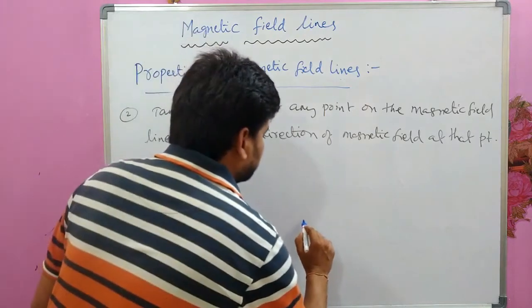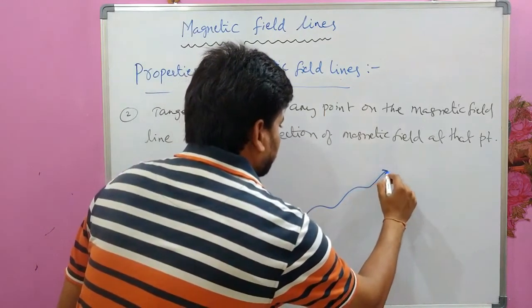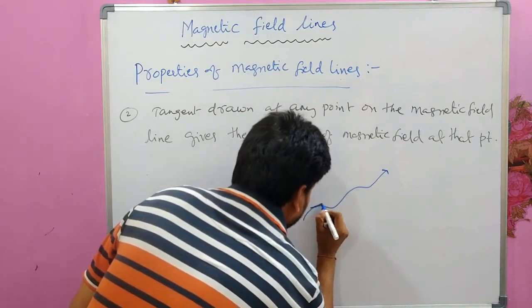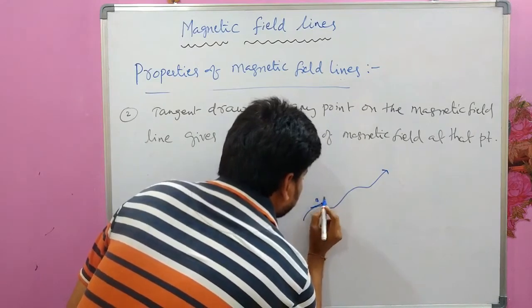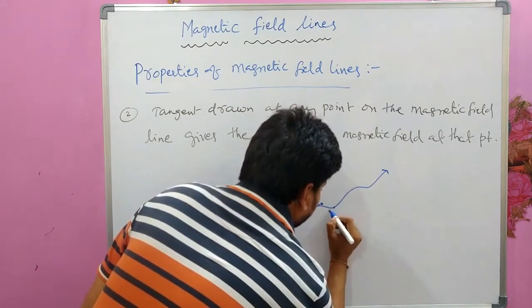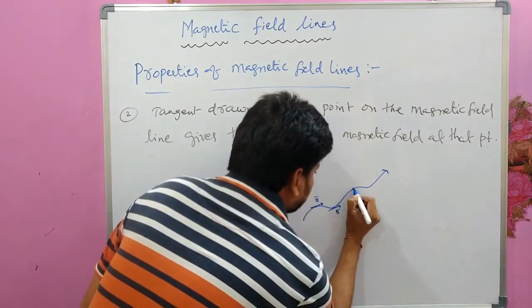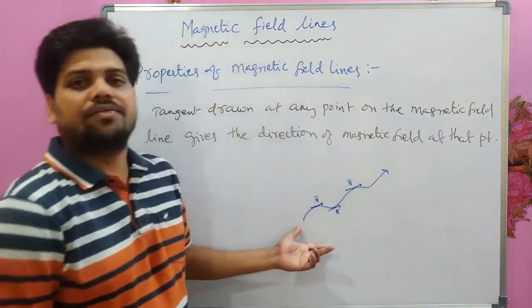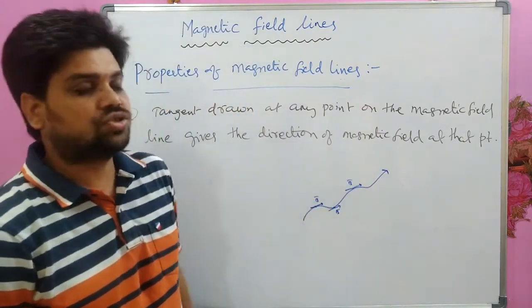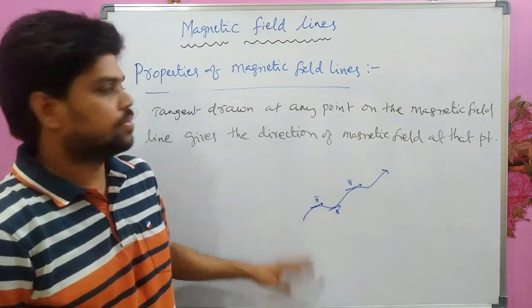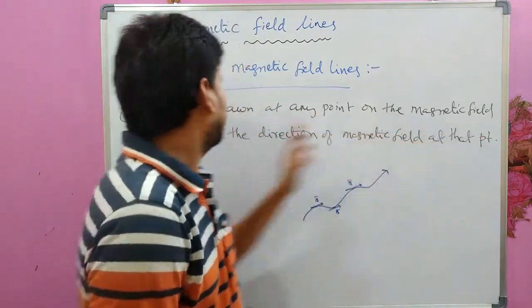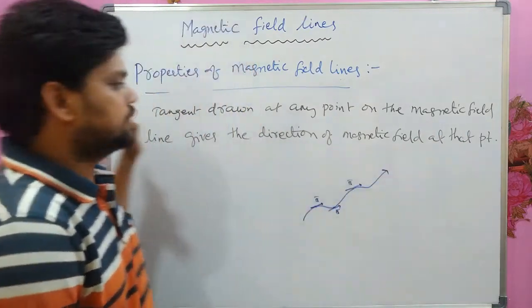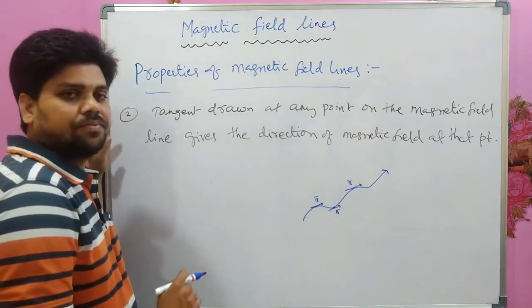For example, if this is the magnetic field line, at this particular point the tangent drawn is the magnetic field direction, and at this particular point the tangent drawn is the magnetic field direction. So this is how the magnetic field direction is known from the tangent drawn on the magnetic field line. Tangent drawn at any point on the magnetic field line gives the direction of magnetic field at that point. This is the second property.